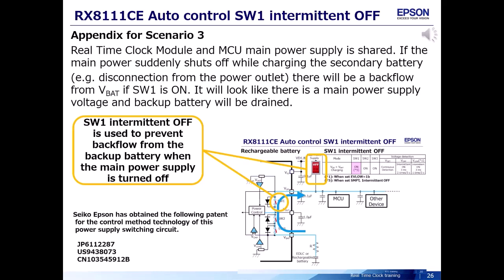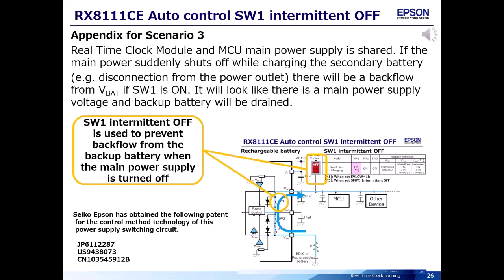Appendix for Scenario 3. In many cases, the real-time clock module and MCU main power supply is shared. If the main power suddenly shuts off while charging the secondary battery, there will be a backflow from VBAT if switch 1 is on. It will look like there is a main power supply voltage and the backup battery will be drained. Switch 1 intermittent off is used to prevent backflow from the backup battery.